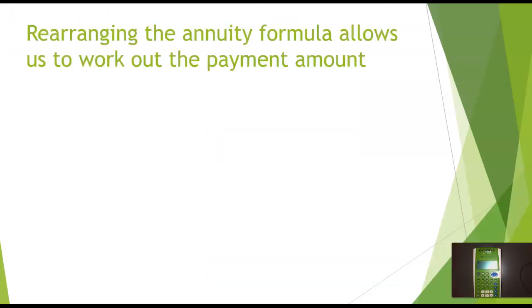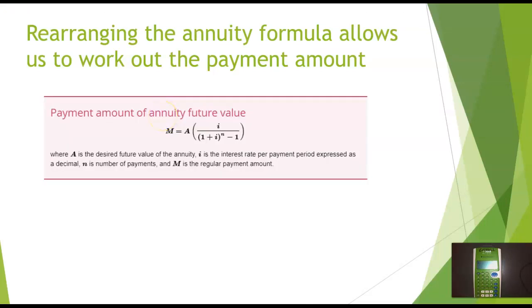Okay, what about if we have to work out the payment? So here is our formula for working out the payment. Where M is the amount that's going to be invested regularly or withdrawn. A is our desired future value. And so this equation here also isn't on the formula sheet. So how do we remember it?